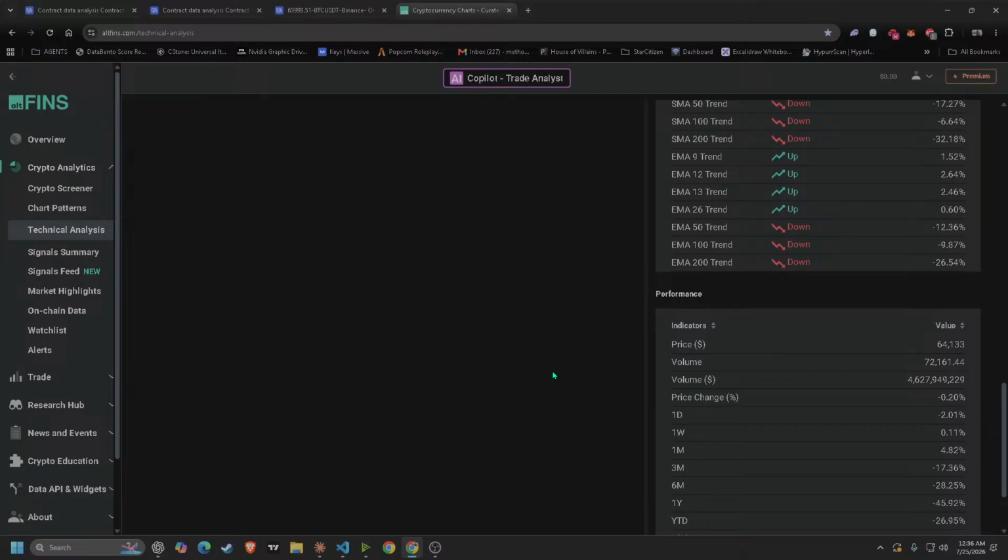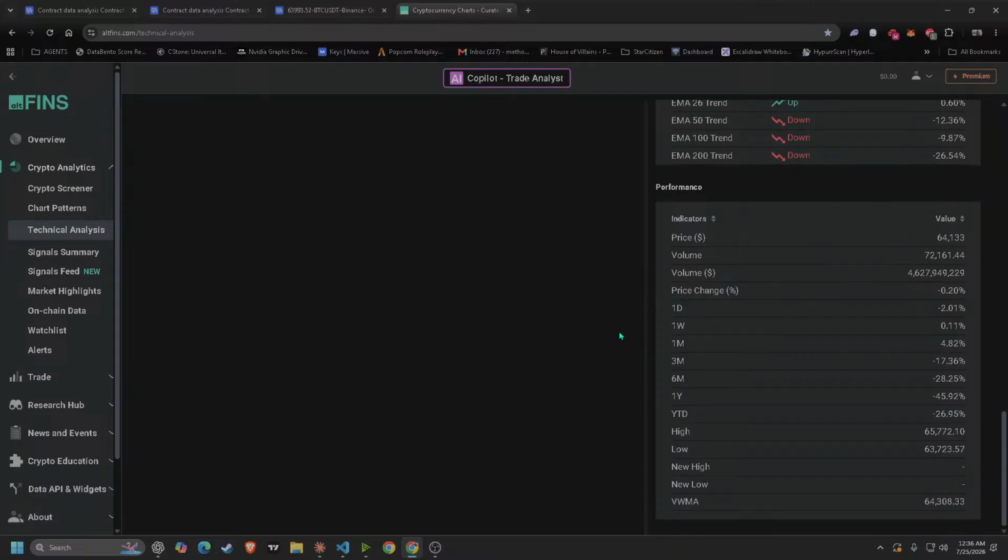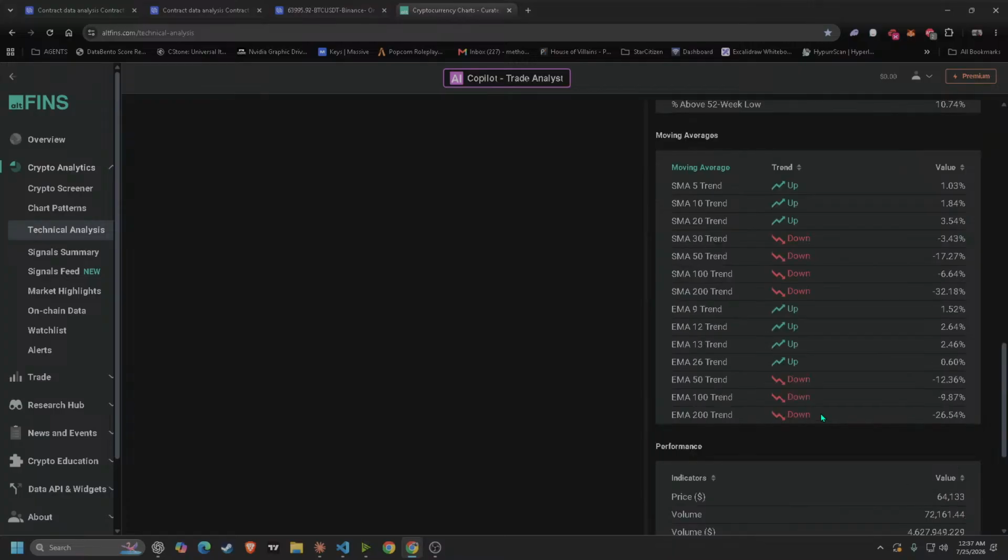Down 17% on the 3 month. Down 28% on the 6 month. Down 45% on the year. 26% year to date. And it's just a pullback. This is previous day high and low in a $2,000 range.